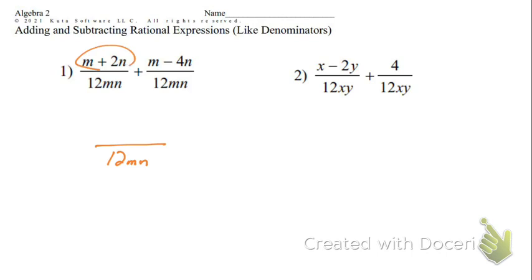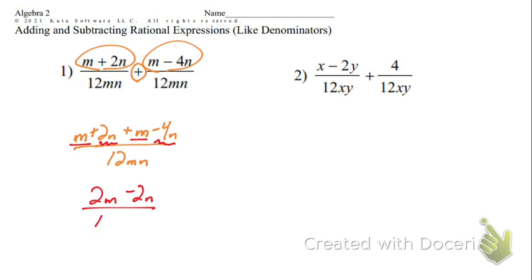And then up top, I'm going to put this right here, so m plus 2n, plus, that's where that came from, and then here's the next one, m minus 4n. Now that we have that done, we have to combine like terms. Let me change my color here. m plus m is 2m. 2n minus 4n is minus 2n.